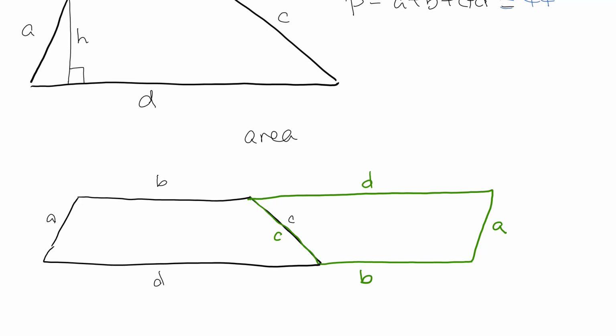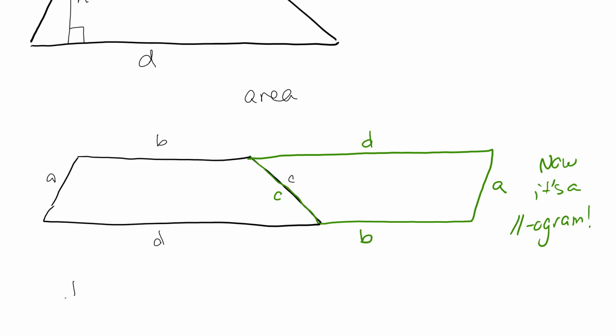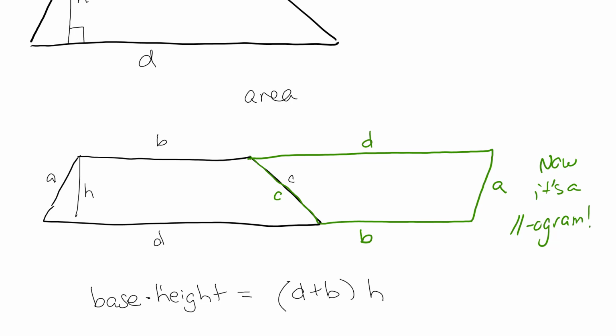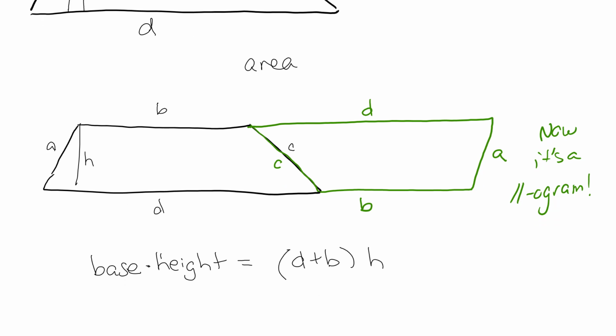So basically what you have now is a parallelogram. Now it is a parallelogram, which means that it's just going to be base times height. Now the height is still that H, but now the base is D plus B times the height, except we actually have twice what we need. So we need to go in here and we need to divide both sides by 2. That's where I was saying 1/2. This is twice the area of the trapezoid that we actually need, because we've in fact doubled it.